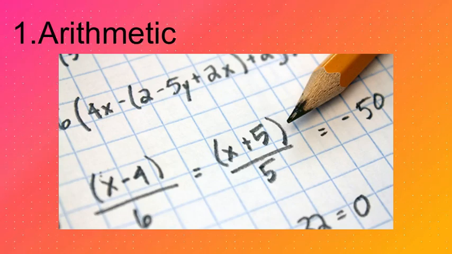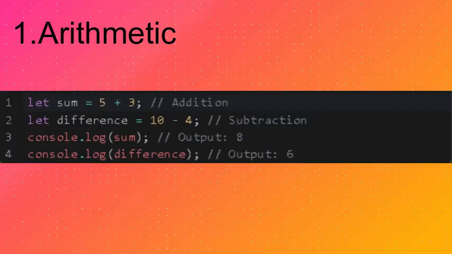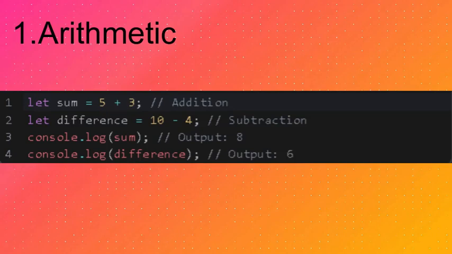Arithmetic operators handle math operations. For example, here 5 plus 3 is assigned to some variable. Also 10 minus 4 is assigned to a difference variable, and you'll see the output.